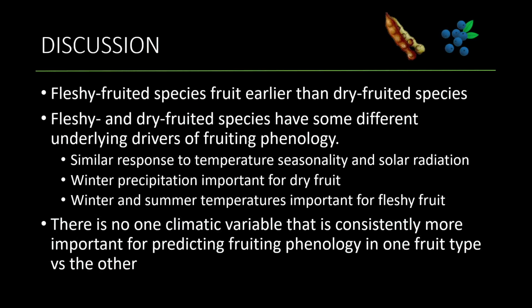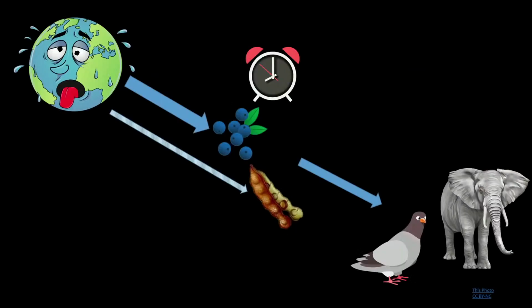All right, and then we also found that there's no one climatic variable that's consistently more important for predicting fruiting phenology in one fruit type versus the other. Obviously this can have implications under climate change scenarios, so we expect that dry and fleshy fruited species will respond differently under climate change.